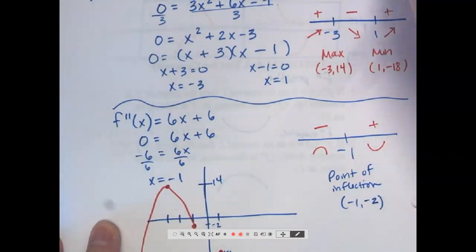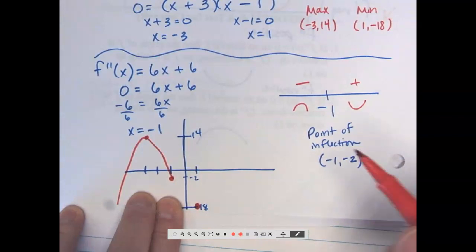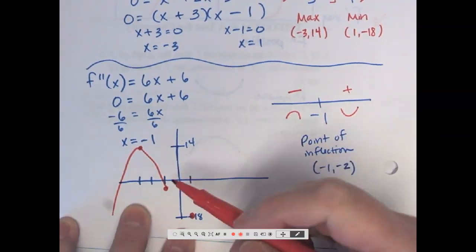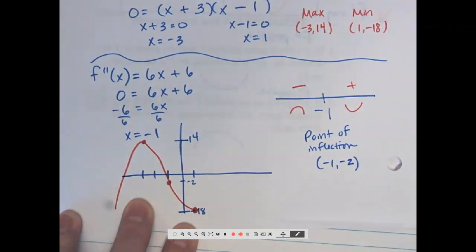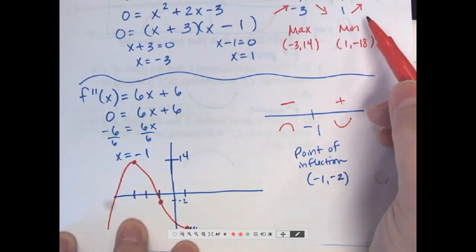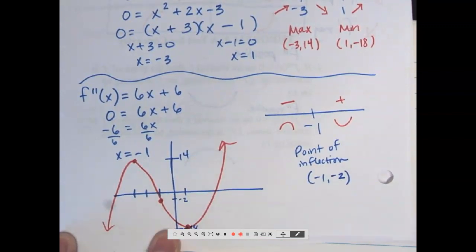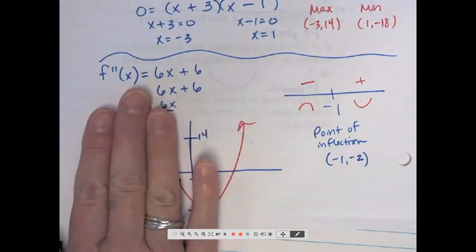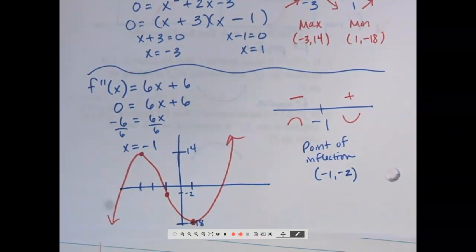Okay, so I'm going to go down to this point. But look, when I pass negative one, the graph becomes concave up. So I've got to kind of turn it like that. And then from one on, the graph is increasing. So I have my max and my min, my concave down, my concave up. Question on that.